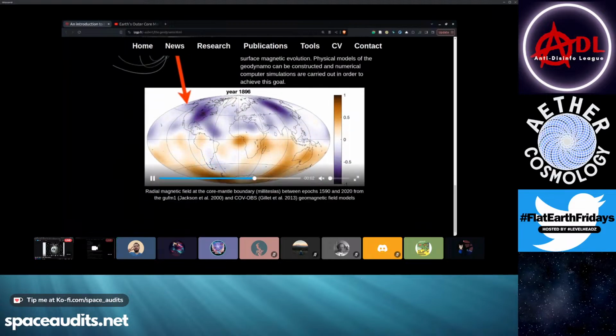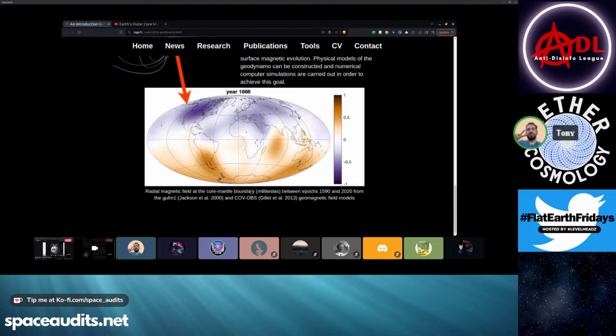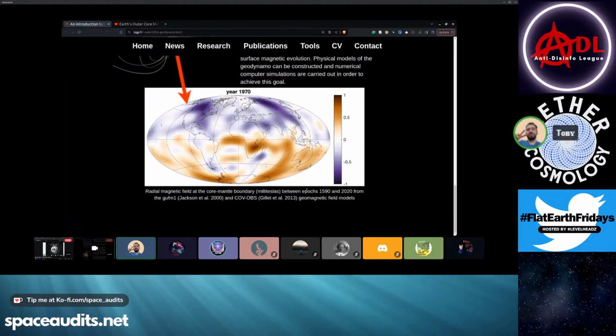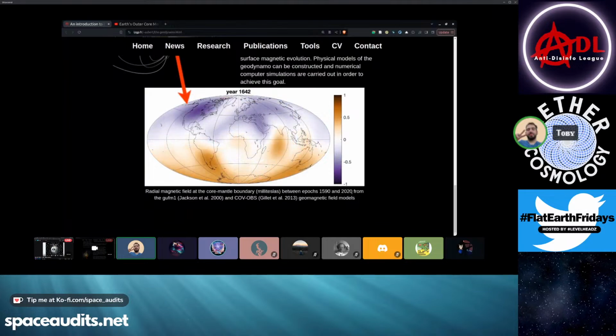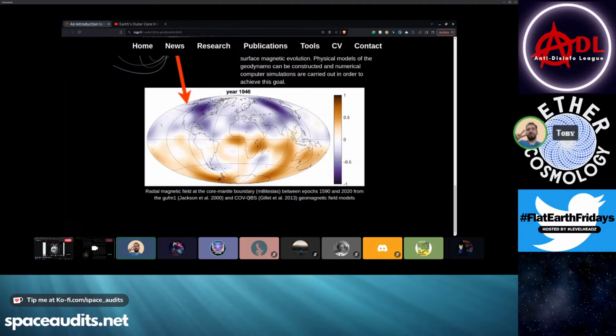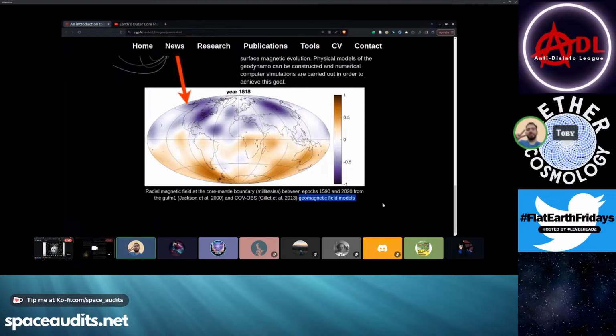So here is the radial magnetic field at the core mantle boundary in milliteslas between epochs 1590 and 2020 from the gufm1 model of Jackson et al. in 2000 and the COV-OBS model of Gillet et al. in 2013. These are their geomagnetic field models.